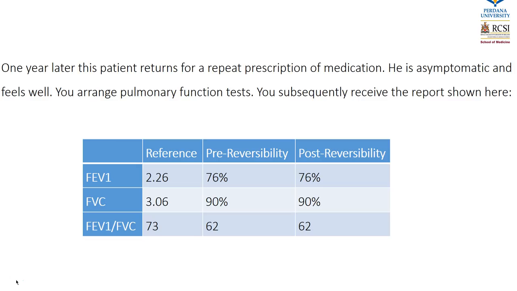One year later, this patient returns for a repeat prescription of medications. He is asymptomatic and feels well. You arrange a pulmonary function test. You subsequently receive the report from the respiratory lab, and this is shown here. It shows the following values. FEV1 is 2.26, pre-reversibility 76%, post-reversibility 76%. His FVC was 3.06, pre-reversibility 90%, post-reversibility also 90%. His ratio of FEV1 over FVC is 73. Pre-reversibility was 62 and post-reversibility 62 also.